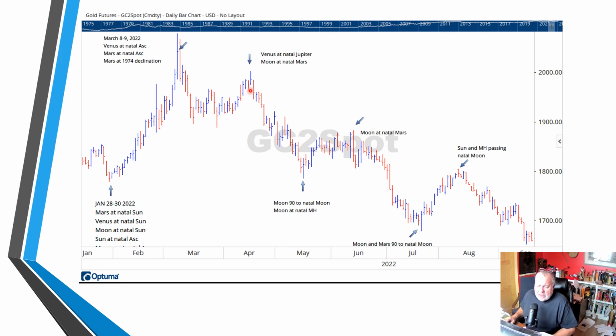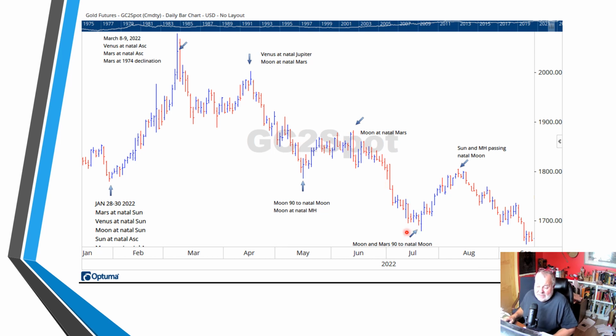Now, price came down a little bit, recovered, tried to get back up over that $2,000 per ounce, could not do it. Why? Venus was passing natal Jupiter, Moon was passing natal Mars. Price eroded further, but it eventually found some support right at Moon being 90 degrees square to the natal Moon, and Moon being at the natal midheaven in that 1974 first trade horoscope. Price tried to recover in vain again, couldn't do it. Moon passing natal Mars triggered another fade, and down it went.